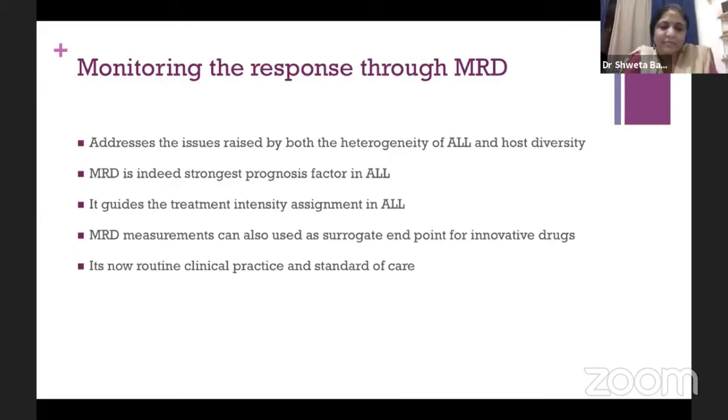It guides the treatment intensity assignment in ALL, and MRD measurements can also be used as a surrogate endpoint for innovative drugs. And it is now a routine clinical practice and a standard of care.